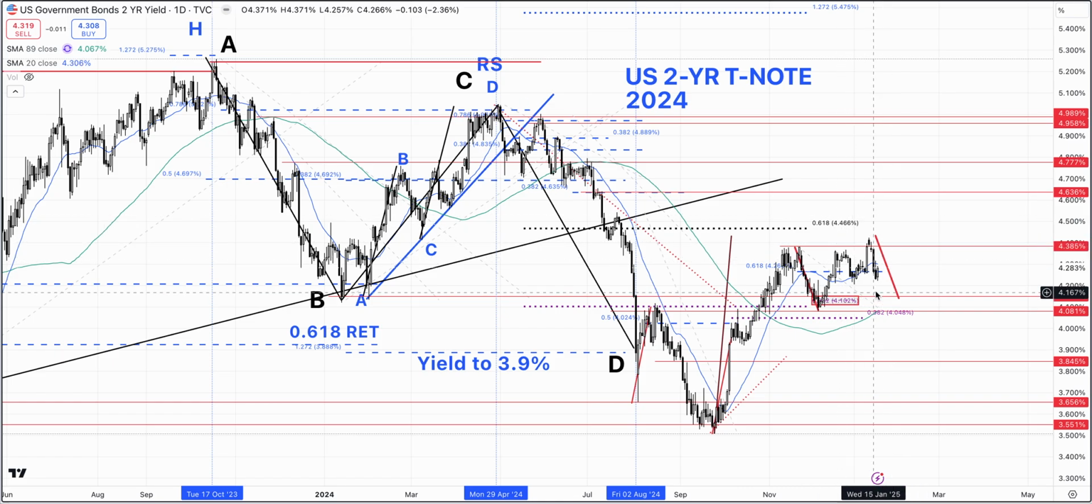You can see that the yields have been a little bit range bound in the past week, and the 13th of January is when we have seen the market put in a bit of a top right here. There was still a possibility of 4.46%, which is the 61.8% retracement.